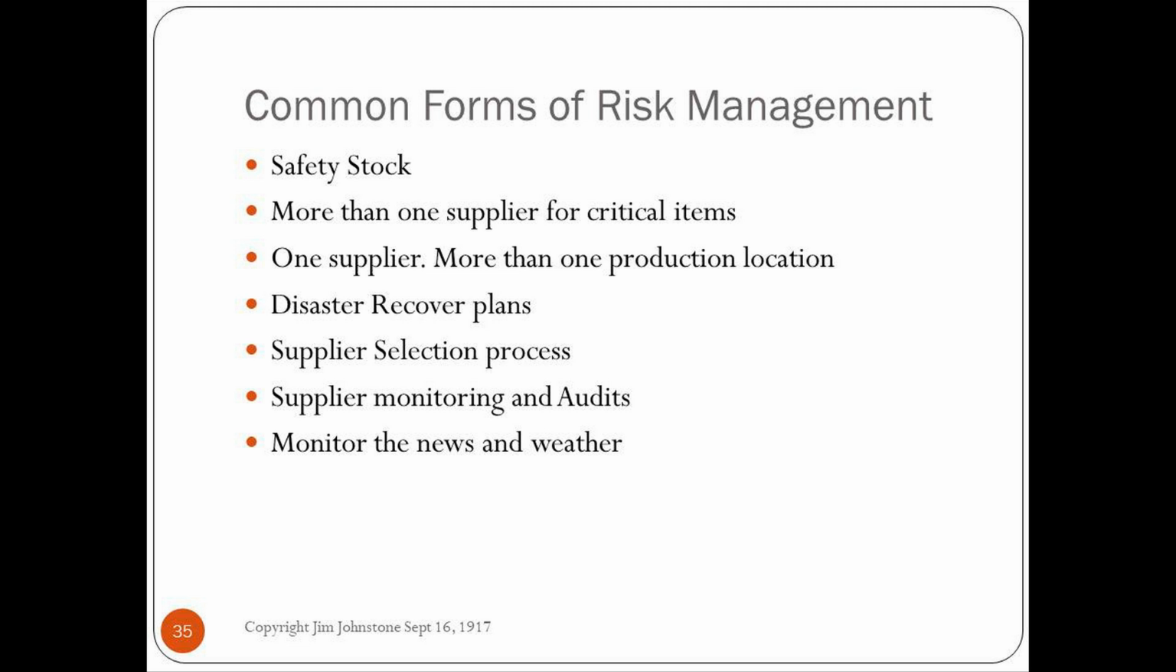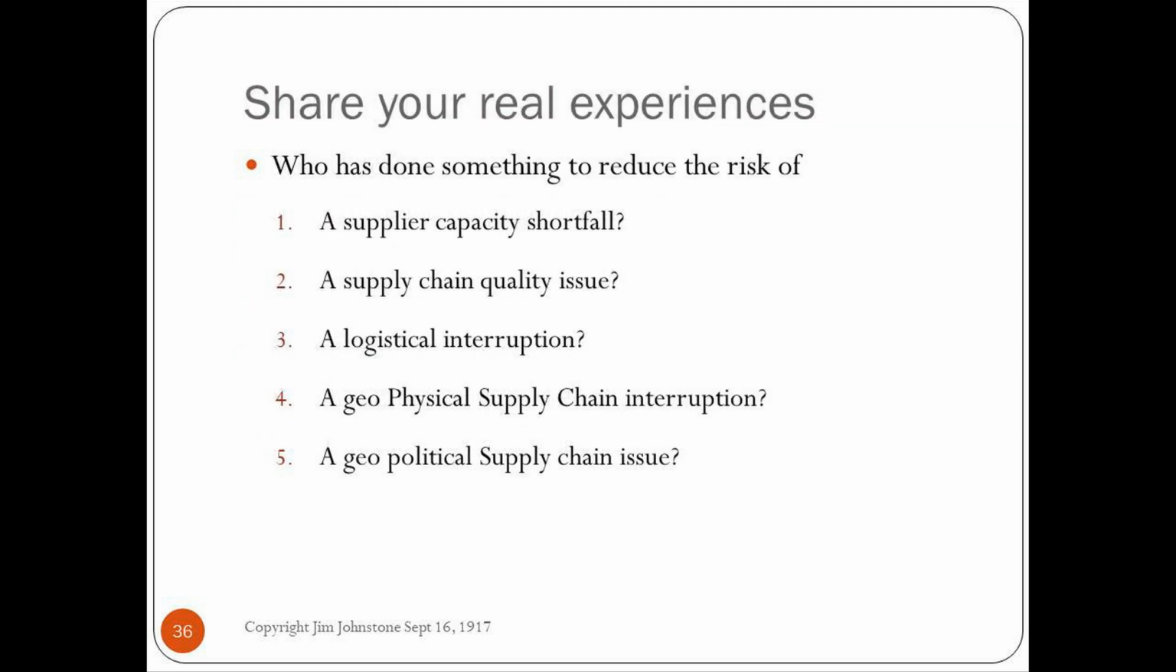The best form of risk management is to have a very good supplier selection process. Selecting the right supplier in the first place can really reduce your risk. We can also have supplier monitoring and audits to make sure that quality doesn't go out of control or capacity isn't being frittered away. And just monitor the news and the weather so you have advance warning of things that are going to affect your supply chain.